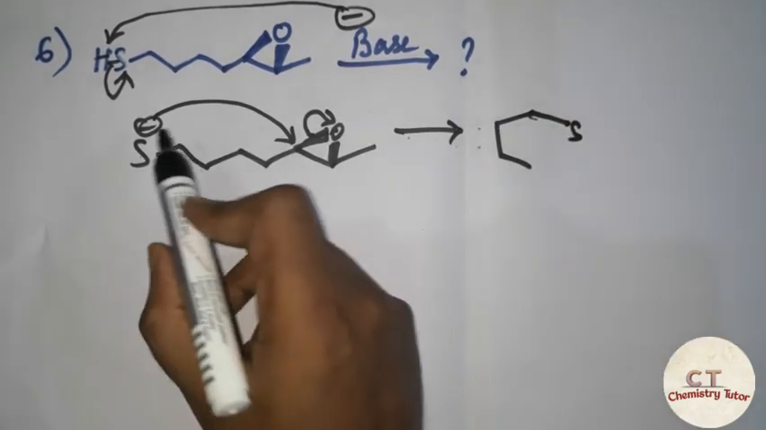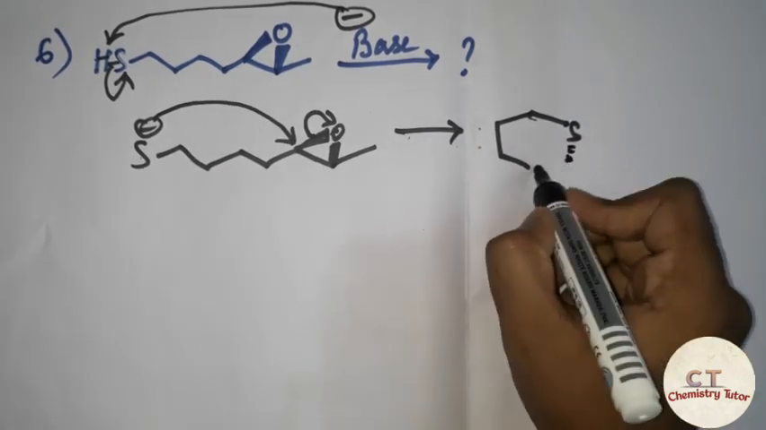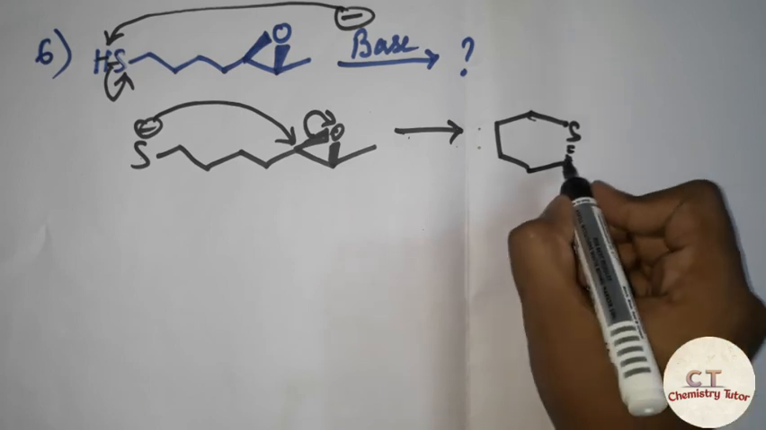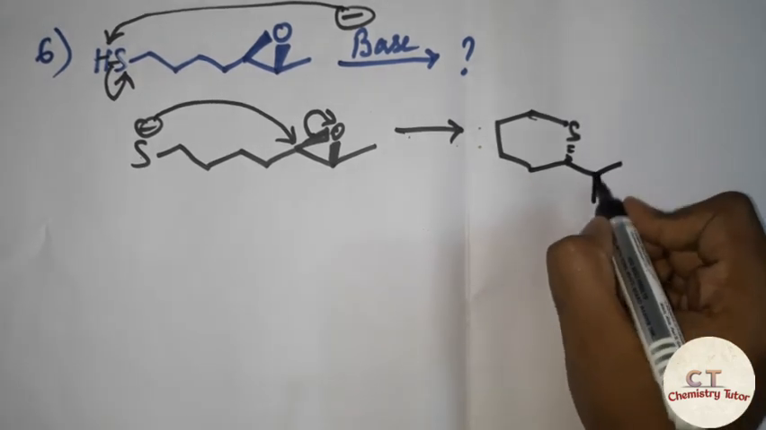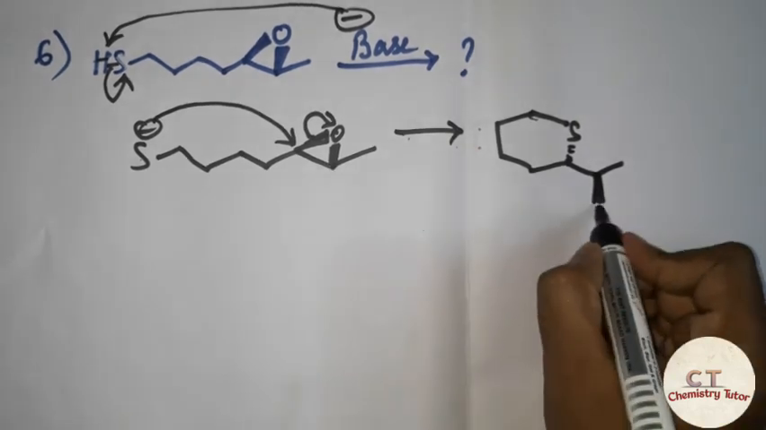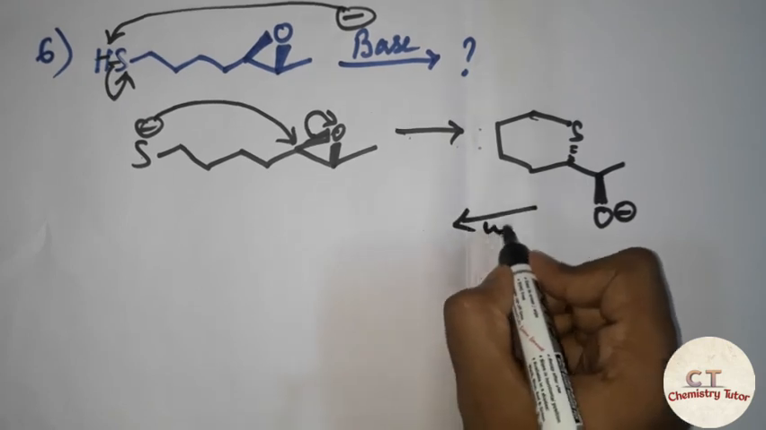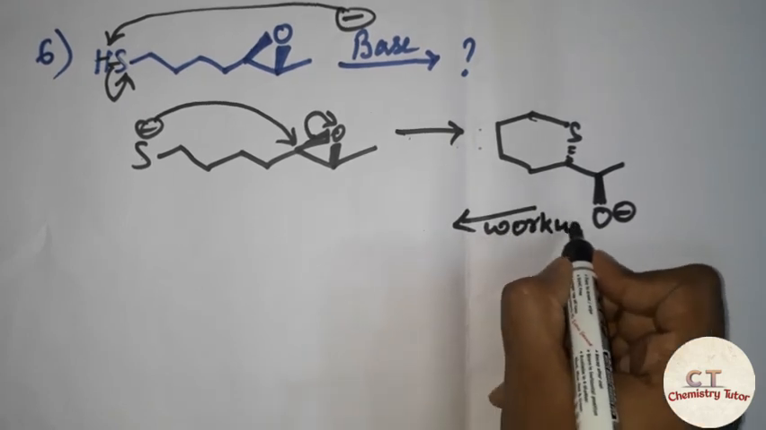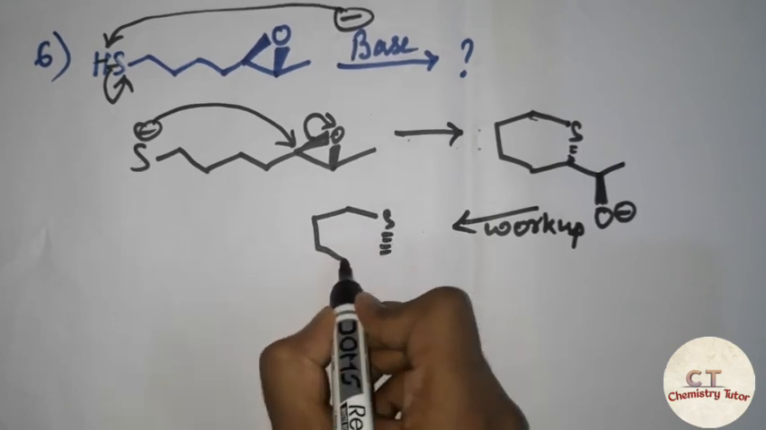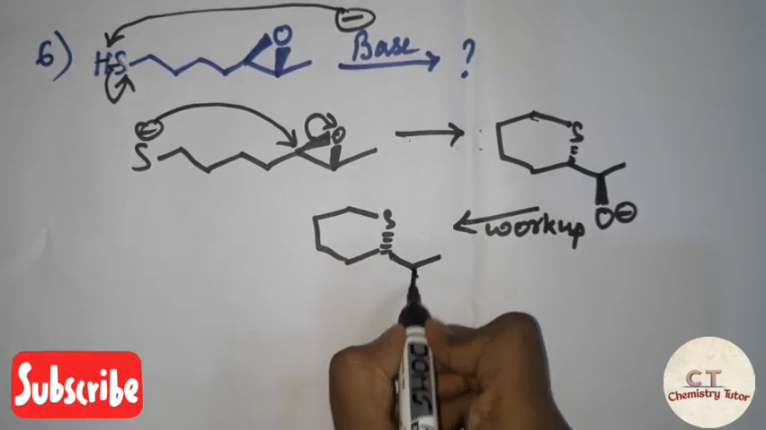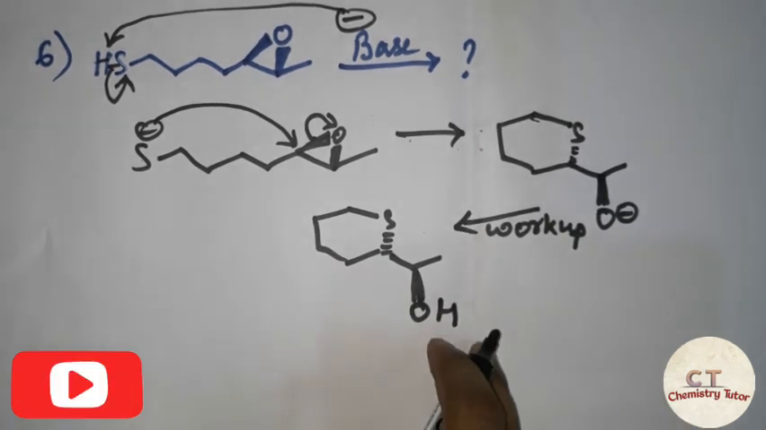the sulfur is attacking. It is above the plane, so it attacks below the plane. Attack below the plane. Okay. Then this was above the plane, and a negative charge will be there, and after work up, this will abstract a proton, and this will be our final product of this reaction.